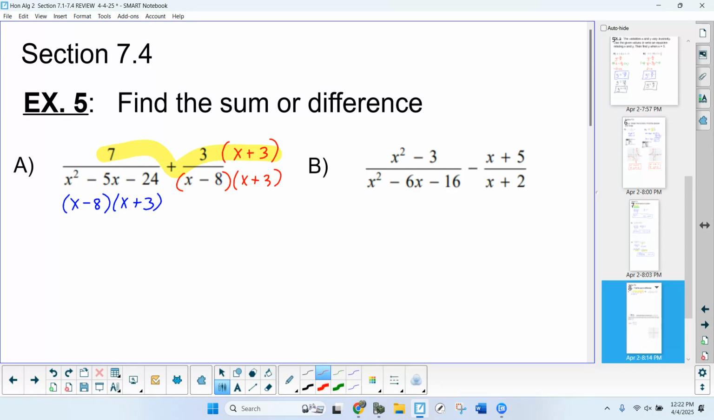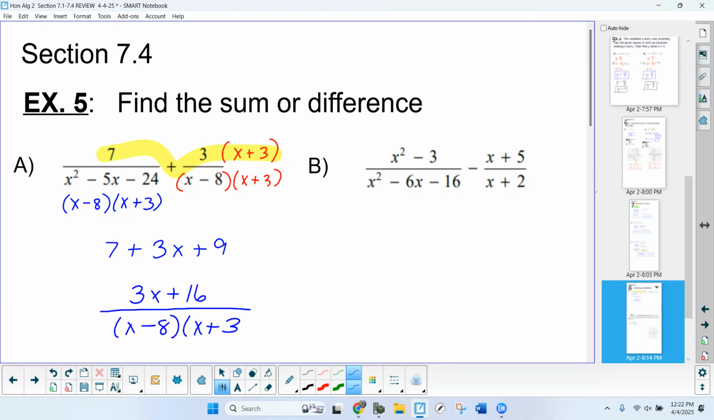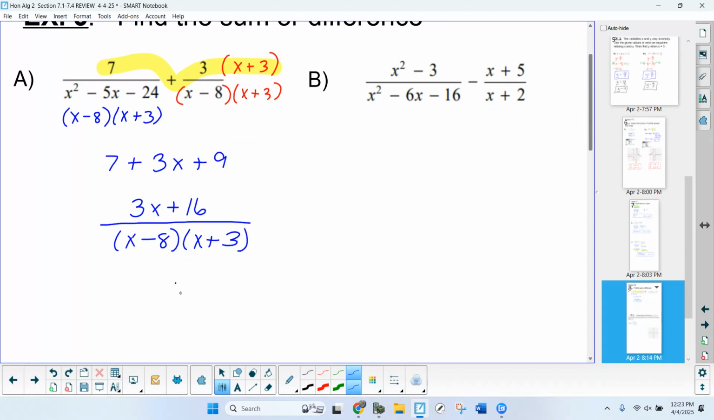So when you do, what do you have in the numerator? Well, I have 7 plus 3x plus. So what do you really have? 3x plus 16 all over your common denominator. Now, I'm going to do a quick check. Can I factor the numerator anymore to reduce my answer? Does anything factor out of the numerator? So I'm done. What is x not allowed to be? 8 or?